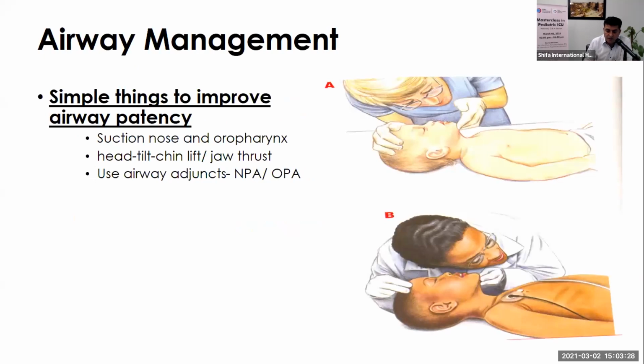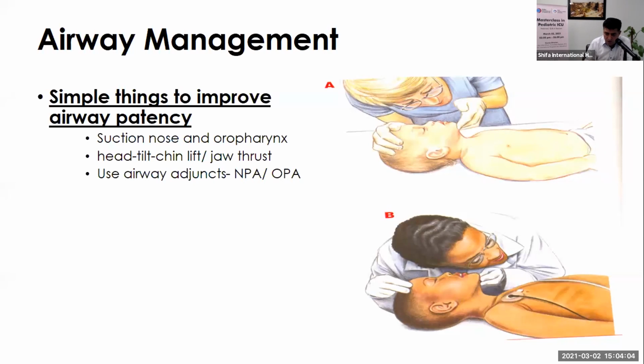In the airway, simple things to improve patency are suction from the nose and nasopharynx. And for positioning, head tilt and chin lift or a jaw thrust maneuver. Head tilt, chin lift is for those patients in whom you don't suspect any trauma. It is simply done by this technique, the one mentioned in the A. One hand you put on the patient's forehead, and the other one below the chin, and you just slightly extend the neck. That will help to straighten the airway and at least relieve a partial obstruction.